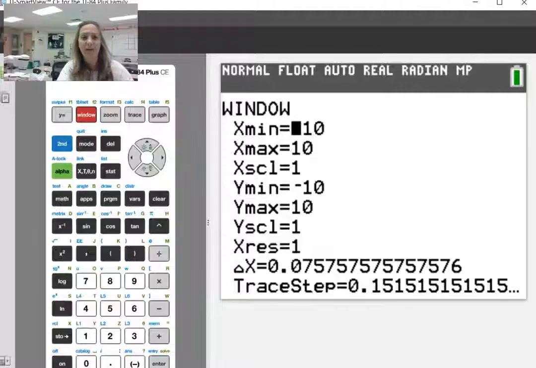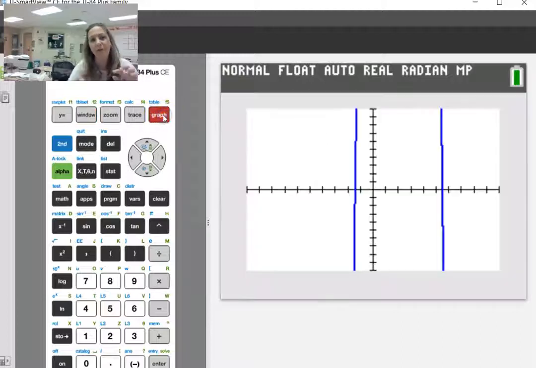If I go back to graph, so not second graph, because second graph brings us to the table, but just hit graph, notice that I know this should be a quadratic, and that just kind of looks like two parallel lines. They're not, they're slanted in a little bit. But I want to see the vertex of this graph if it's a quadratic. So let's think about what we could do.